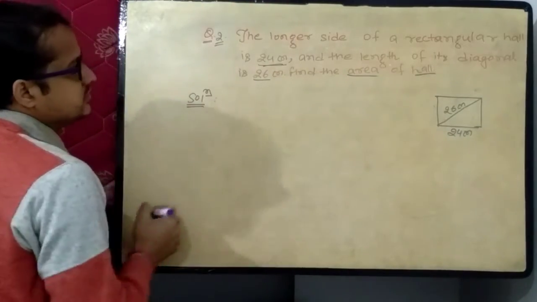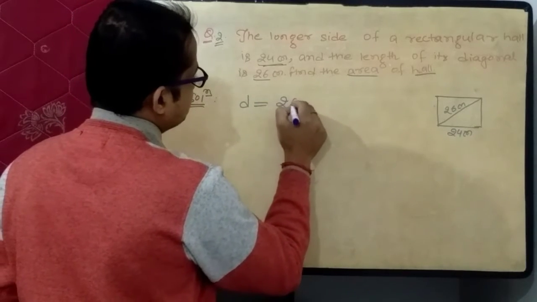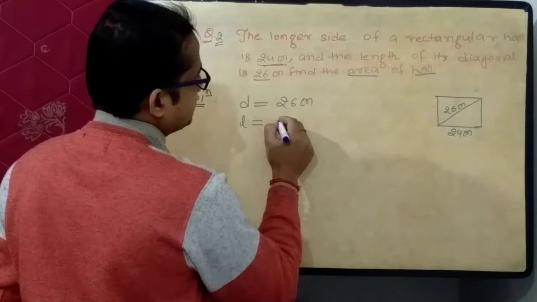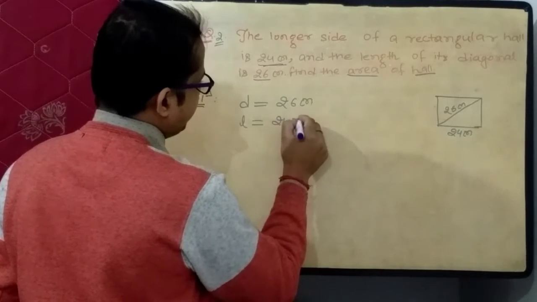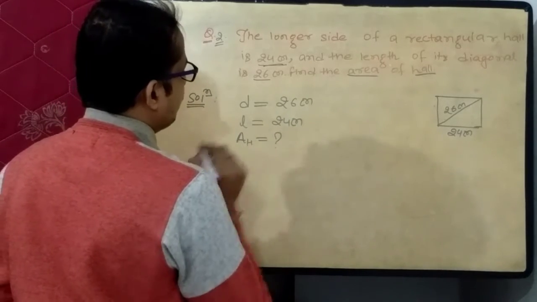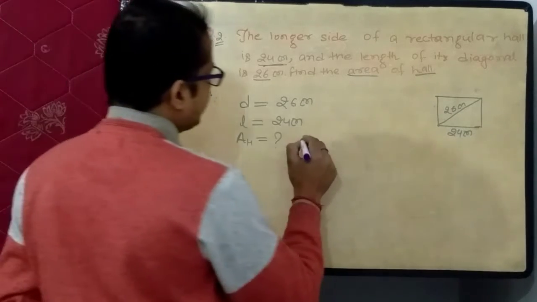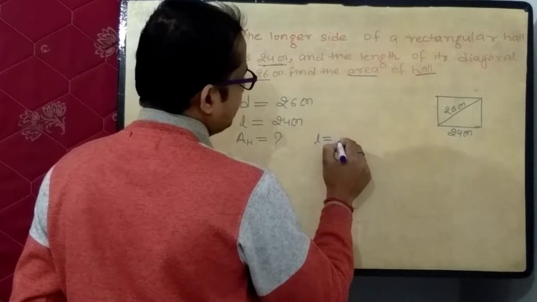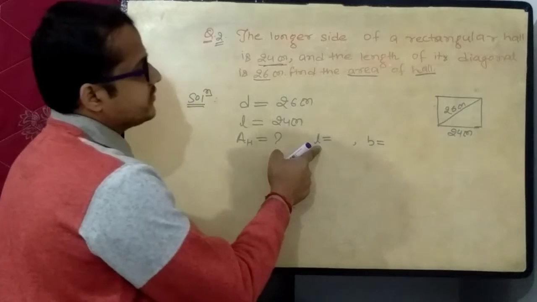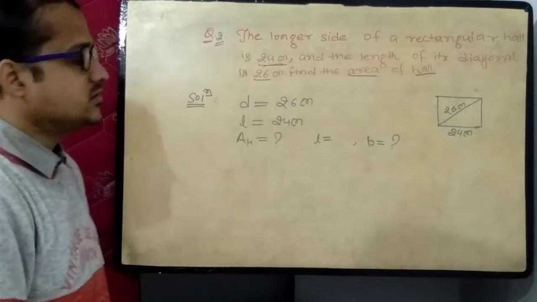What is given? Given length of diagonal D equals to 26 meter. Length of this rectangular hall is 24 meter. And what we have to find out? Area of hall equals to what? So to calculate the area of hall, what do we need? First you need length and second you need breadth. Length is given, but what about breadth? First of all you have to find out breadth.